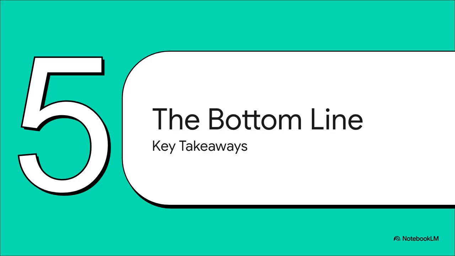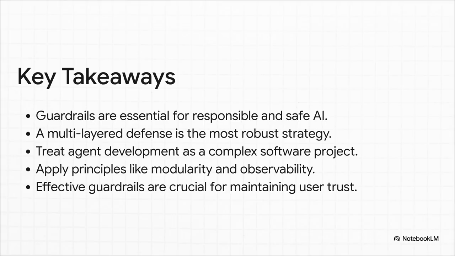Okay, we have covered a lot of ground. So, what are the most important things to remember from all this? Here's the bottom line. Guardrails are not optional anymore. They are a non-negotiable part of responsible AI development. A multi-layered defense is always going to be better than a single point of failure. And fundamentally, we have to treat building these agents with the same engineering discipline we'd use for any other production software. That's how we build systems that are not just powerful, but also trustworthy.